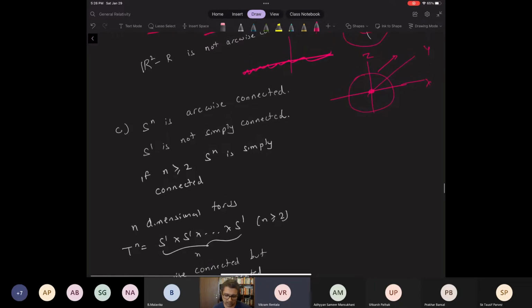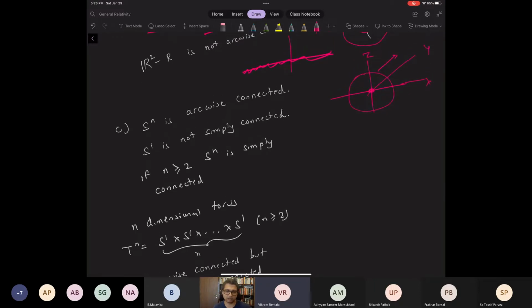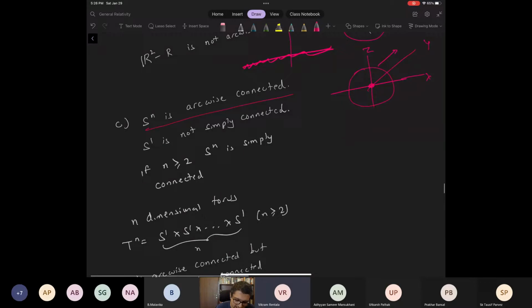Simply connected is a more special concept. It has to do with whether loops can be shrunk to points or not. Now Sn, the n-dimensional sphere, is arcwise connected. It's a connected space. S1 is connected, but S1 is not simply connected. S1 is a circle, and on this circle I can draw a loop. That loop can be a trivial loop, in the sense that I can go here and come back.